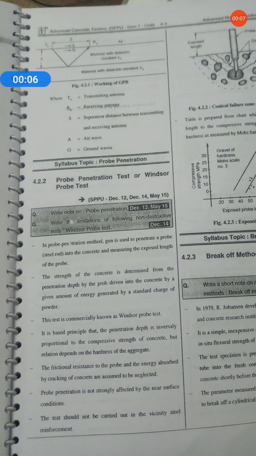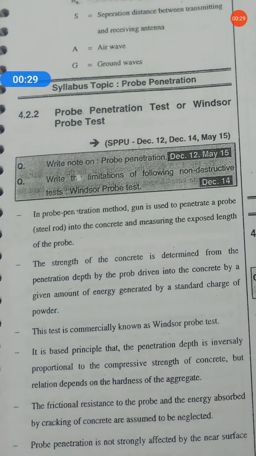In the last lecture I discussed the ground penetration radar method of non-destructive testing of concrete. In this lecture I am going to tell you about the probe penetration method. The next NDT for concrete is the probe penetration test, or you can say the Windsor probe test. First of all, what does probe penetration test mean?